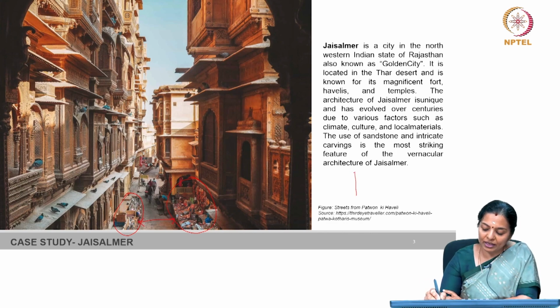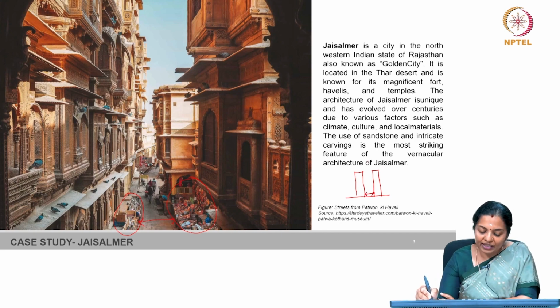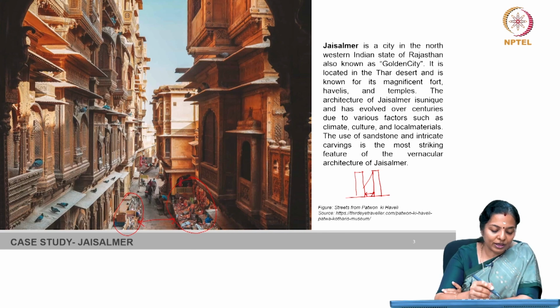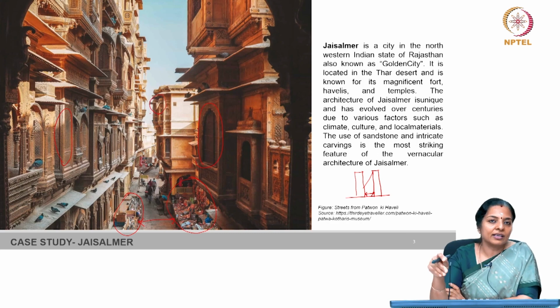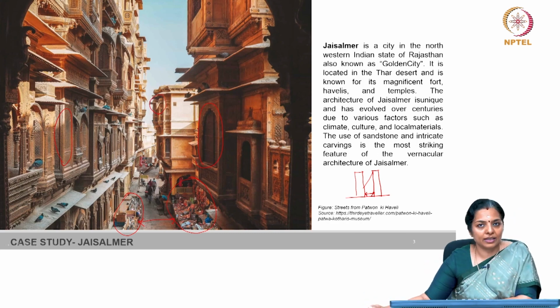Aspect ratio is nothing but the proportion of the building with respect to the street width. So, this is very narrow. The streets are very narrow and therefore, the streets are primarily shaded most of the times of the day. And you can also see the intricate jali work everywhere and intricate carvings. You can see the carvings here. And this makes the architecture of Jaisalmer very unique.